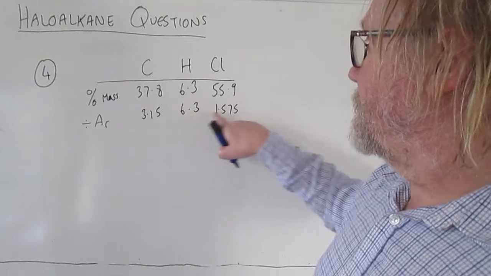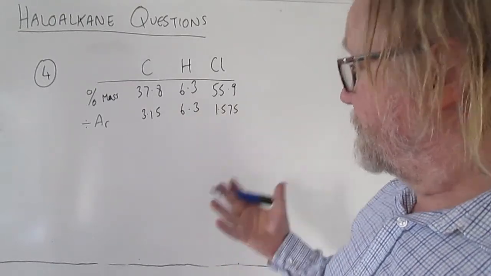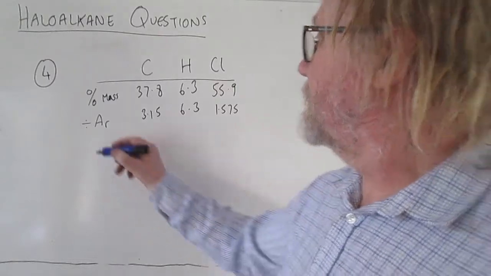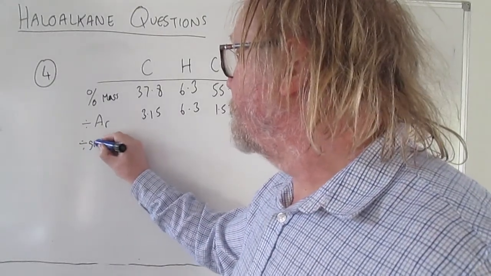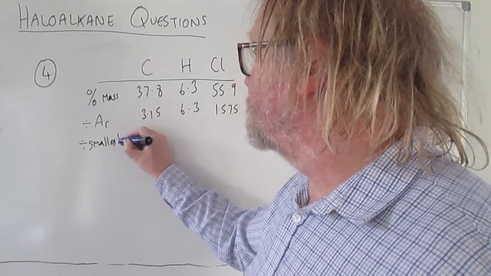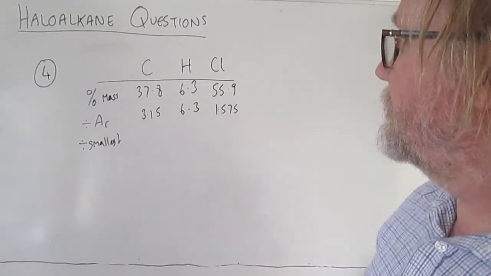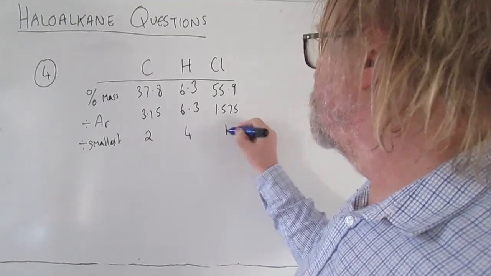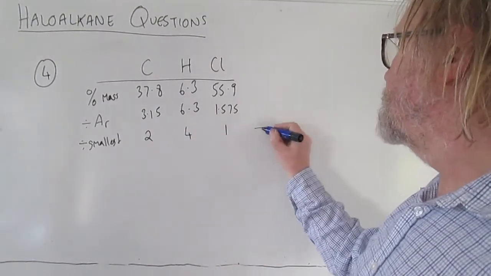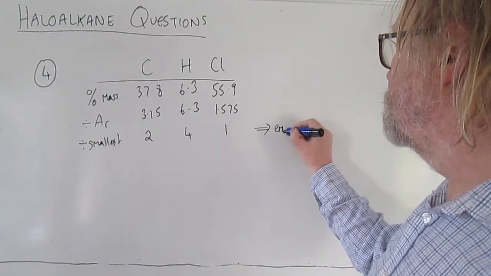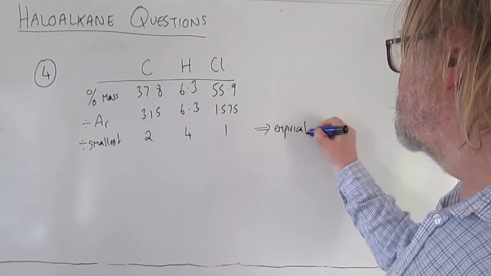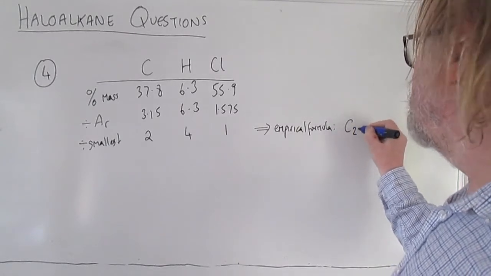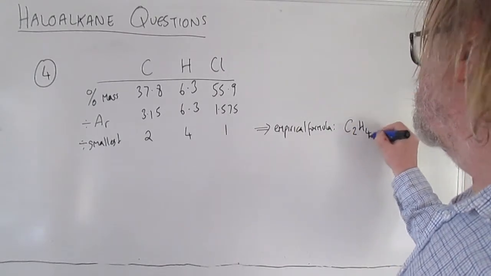And these are now in the correct ratio in terms of moles, and therefore they're in the correct ratio to give you the formula, but they need to be whole numbers, and you generate those by dividing by the smallest of them. So you divide each of them by that one, which is the smallest, and that gives you 2 and 4 and 1. So that tells you that the empirical formula is C2H4Cl.